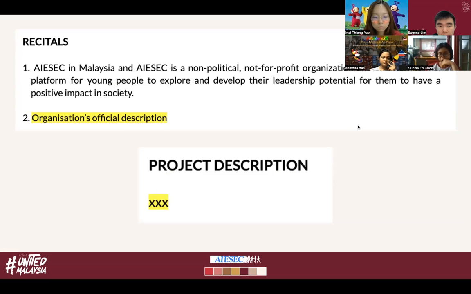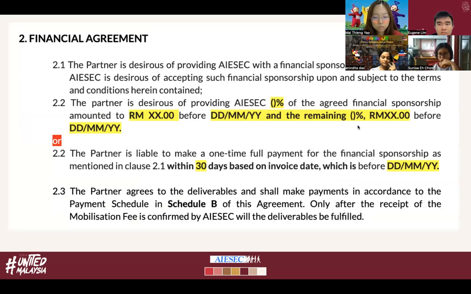Then the next part in an MOA has the financial agreement. So this is where things get fun. This is where we talk more about the money and how much we're going to get from the partner. If you read the clauses, it's basically saying that the partner is going to pay us this amount of financial sponsorship.